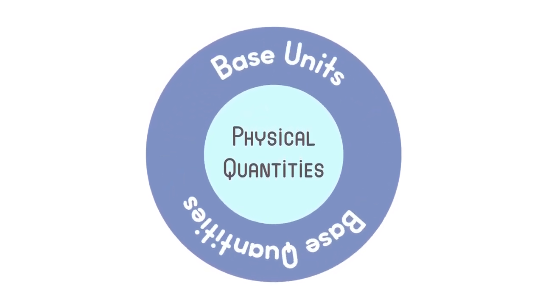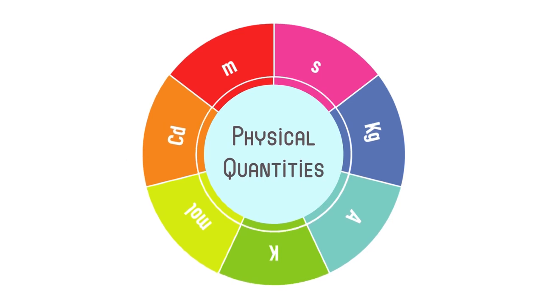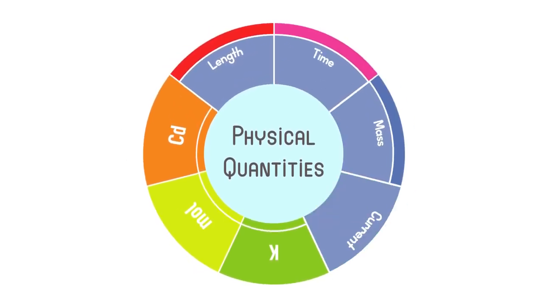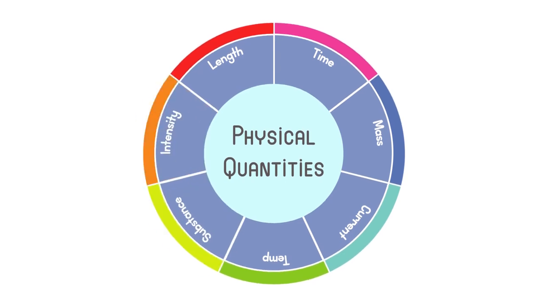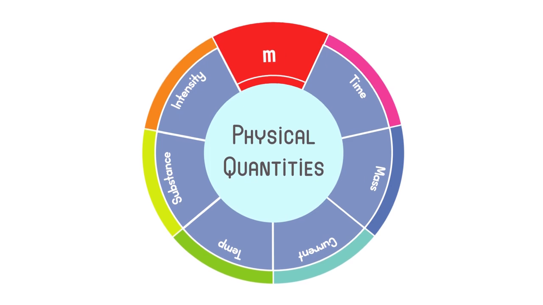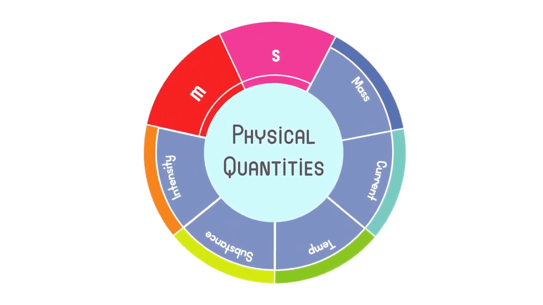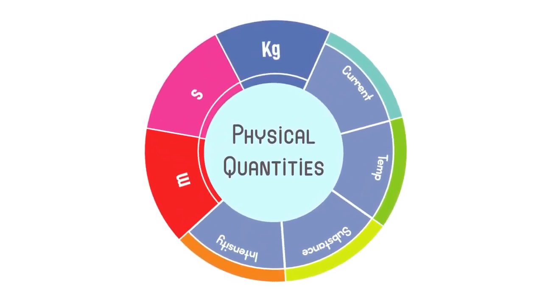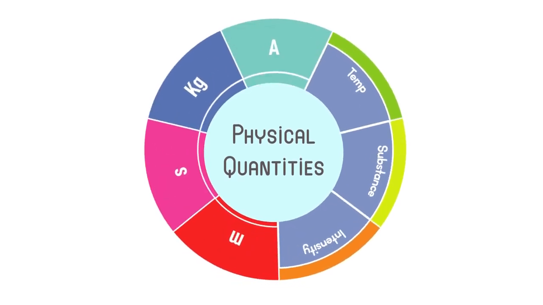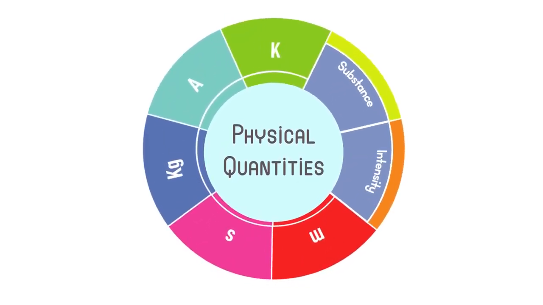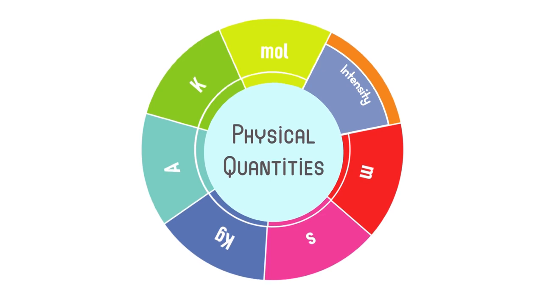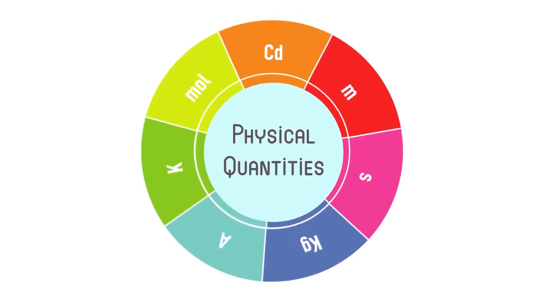Base units. The units used to measure base quantities are called base units. We now know that base quantities are 7 in number. But in what units are these quantities measured? Well, length is measured in meter. Time is measured in second. Mass in kilogram. Electric current in ampere. Temperature in Kelvin. Amount of substance in mole. And intensity of light in candela.